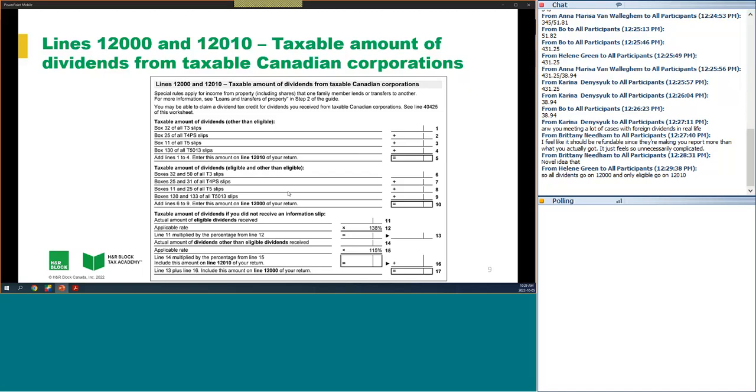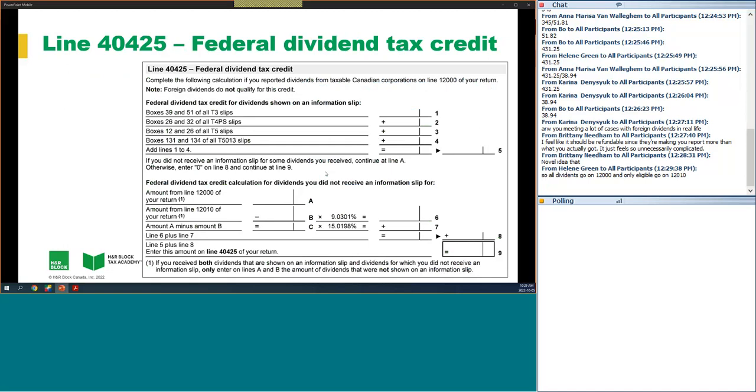Beautiful summation. Thank you for that, Helene. Okay, where does the federal dividend tax credit go? It goes on a 4 number because it is a non-refundable credit. So after you've calculated your regular non-refundable credits, you will see that there is a place for a dividend tax credit on line 40425 of the return. And again, in previous years, they just said put it on the return. Now we have a worksheet that helps us do the breakdown. If it's from a slip, you add it all together. If it's not on a slip, it shows you how to do the calculation there.